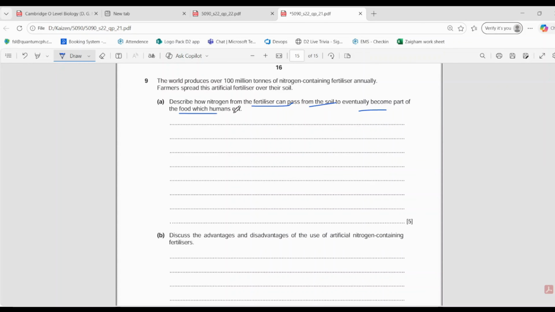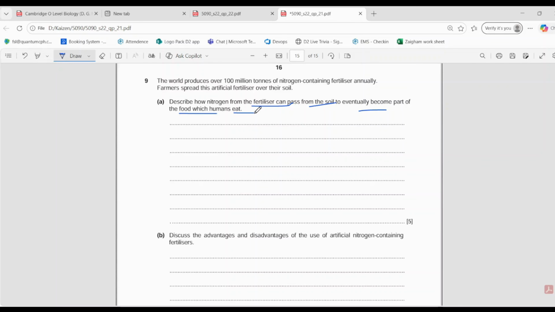Okay. So the next question is, describe how nitrogen from the fertilizer can pass from the soil to become part of the food which humans eat. So this is basically the nitrogen cycle. First of all, we'll say what a fertilizer contains. Here it's not written, but let's say it contains ammonia. The ammonium ions are then absorbed by the roots by active transport. Then they are transported through xylem to the other parts where they make amino acids and then proteins, and these proteins are then ingested by humans.